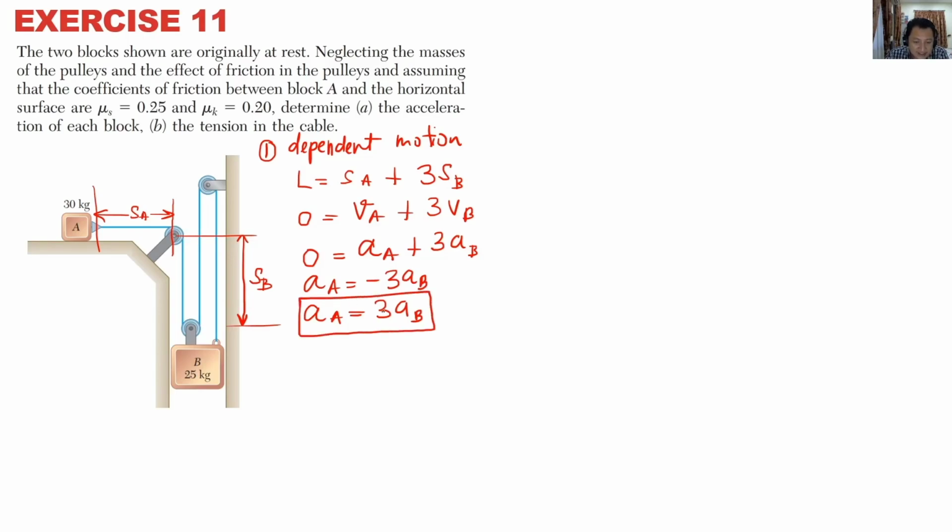So which one is slower, which one is faster, you know already. AB is slower by 3 times, 3 times slower due to this. Okay, so this is done.